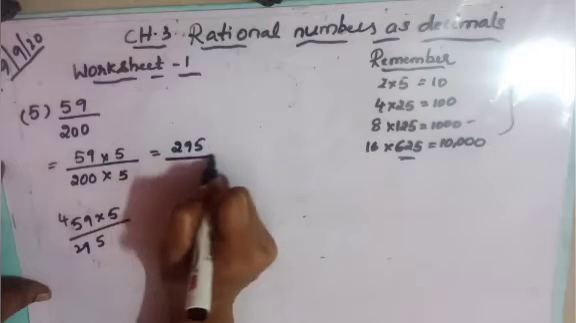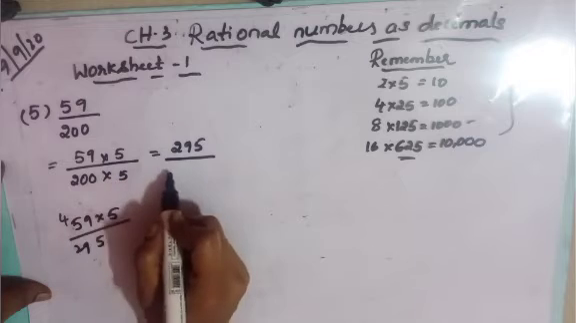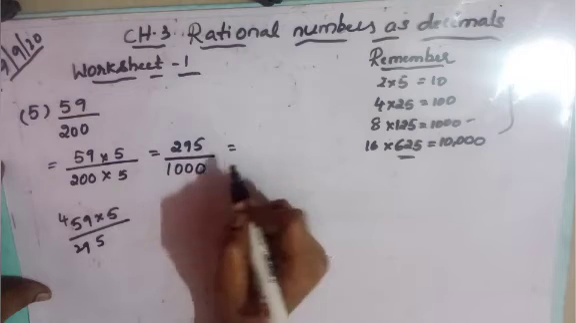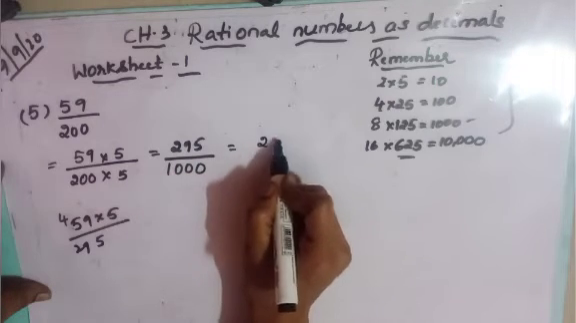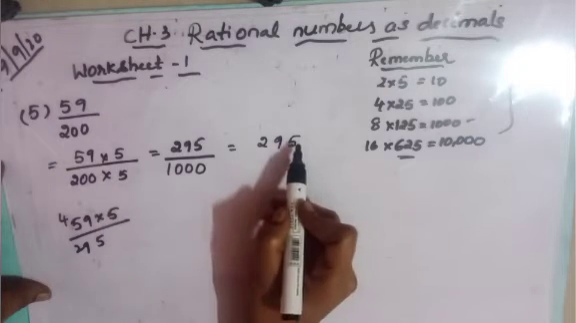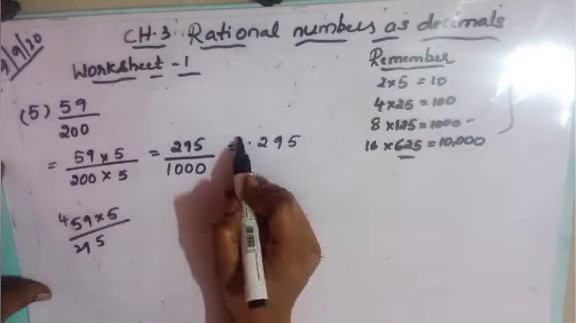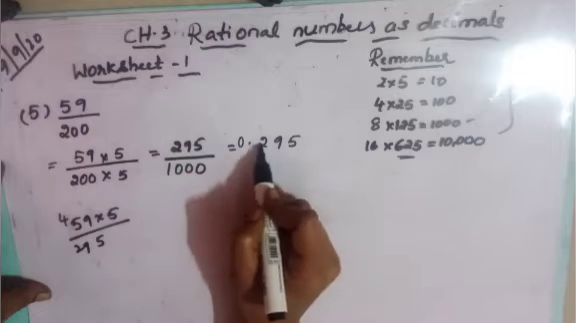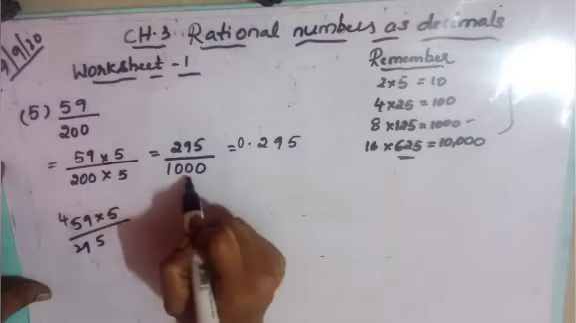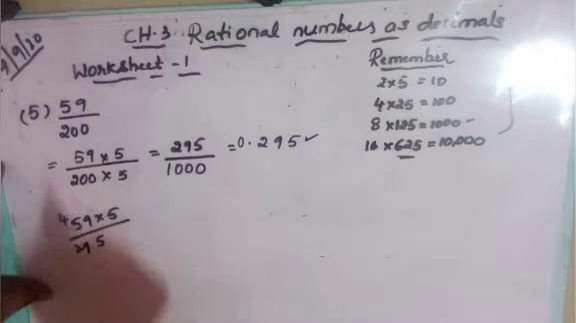295 divided by 200 into 5 is 1000. So we'll get here 1000. So 295 divided by 1000, write the number as it is, 295. Here 1000 means how many zeros? 1 2 3. So we have 3 digits. So before this digit keep the point, then 0. See here, after the point the places are read as tenth, hundredth, thousandth. So after the point we have 3 zeros, which means 3 digits should be there after the point. Okay, in this way we have to convert rational numbers into the decimal form.